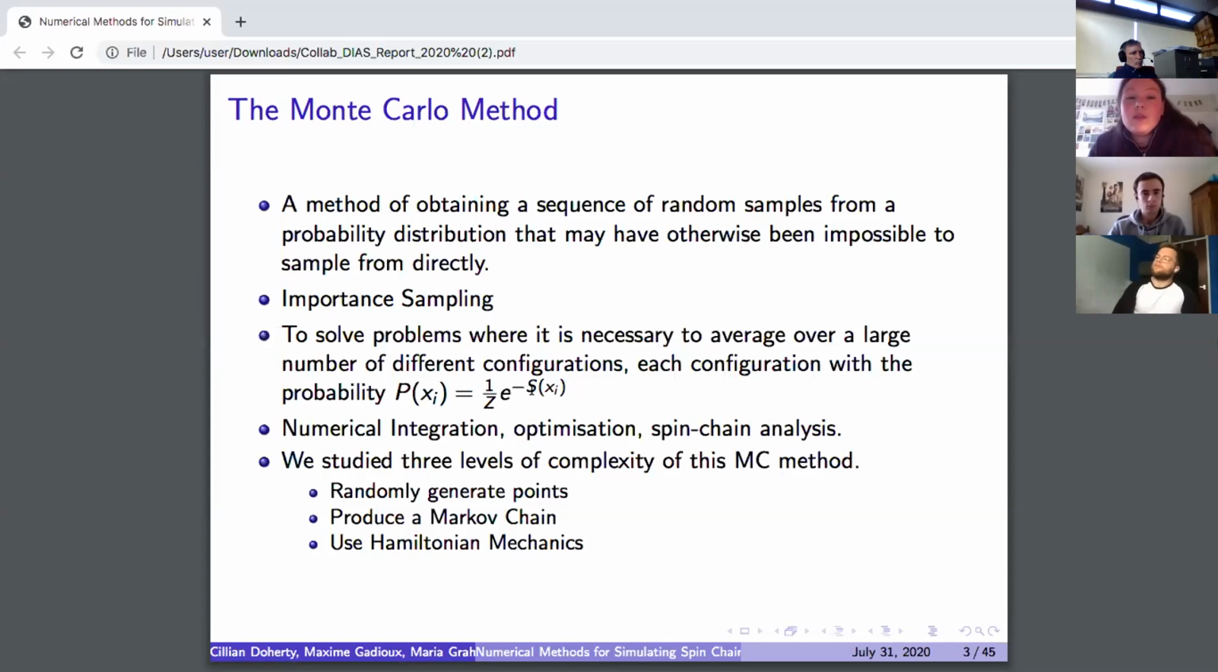We worked on 3 different levels of complexity to this method. The first being to randomly generate points, where you randomly generate the samples and then weight them according to the computations you want to carry out and carry on that way. Or secondly, to produce a Markov chain, which is basically a list of the random samples, but each has the same probability distribution as the one of interest. Or thirdly, to use Hamiltonian mechanics as a way to produce this Markov chain. I'm going to focus on the second and third of these in this talk.